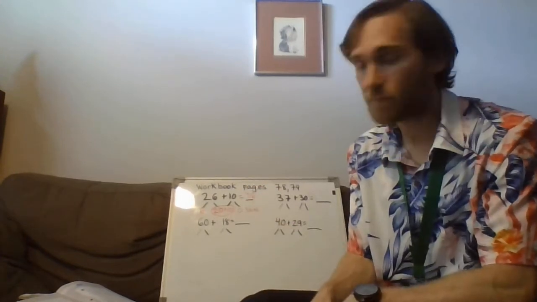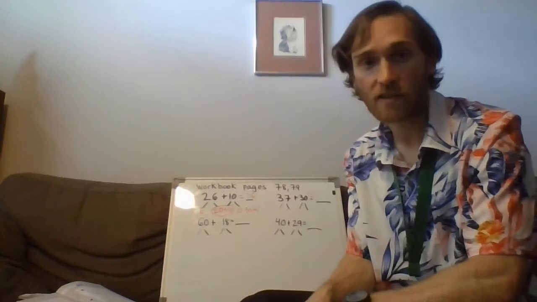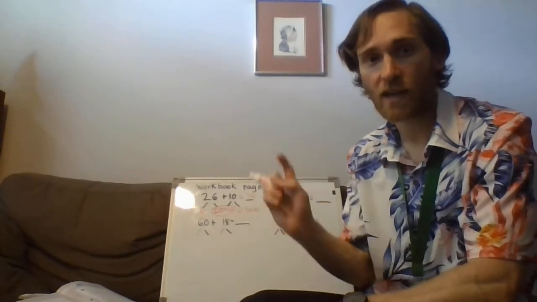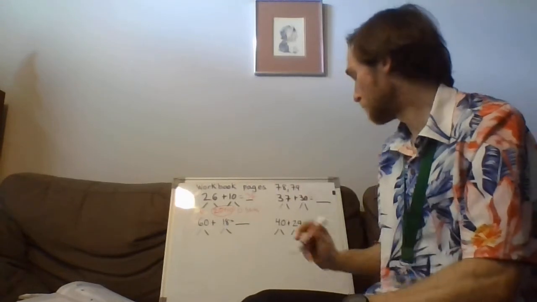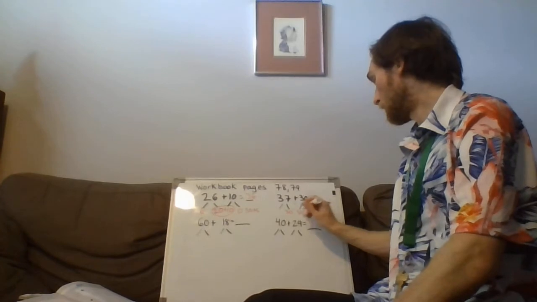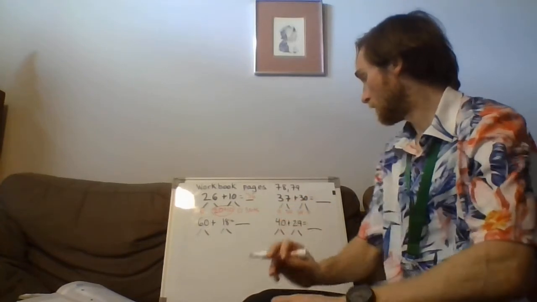The next one, 37 plus 30. Let's break apart 37 and 30. I want my friends to do that. Pause. Welcome back. Let's see, did my friends do what I did?